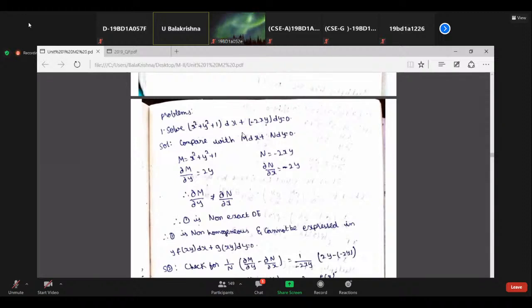So now see this example. This is the differential equation. Clearly M is x square plus y square plus 1, N is minus 2xy. If you see here, the degree of this term is 2, this term is 2, but this term is 0. And here the degree is 2. So all the terms are degree 2, but this one term has degree 0. That is, the degree of each term is not the same, which is clearly non-homogeneous, right?